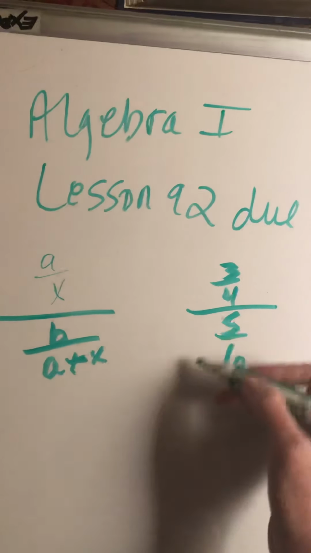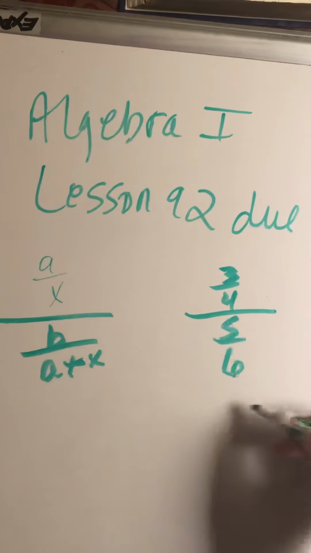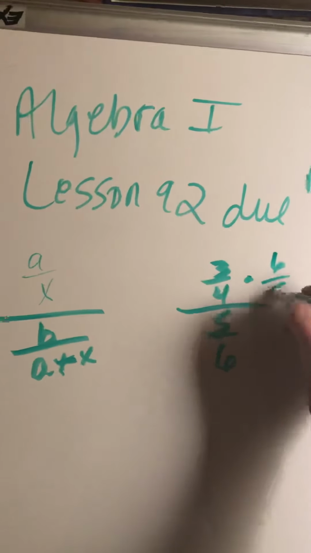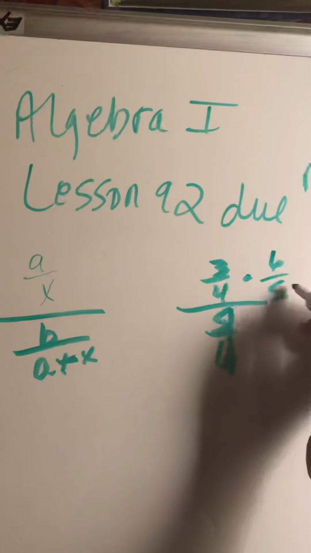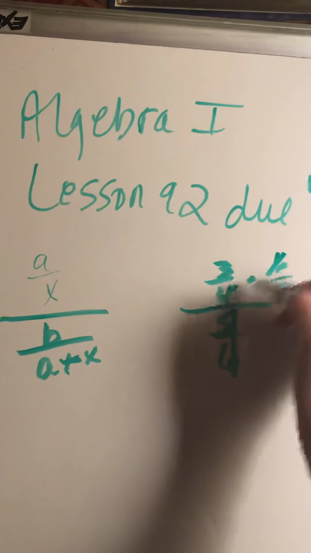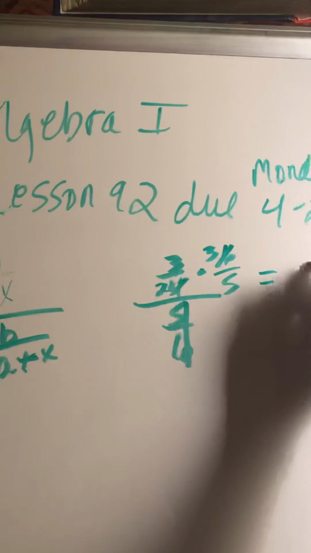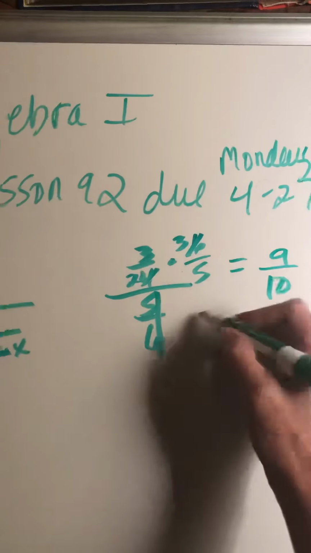So the way you do it is you always multiply by this bottom fraction's reciprocal. So we flip it over, do any reducing we can do, like the 4 and the 6, you can take a 2 out of both of them, and then you just multiply straight across. 3 times 3 is 9, and 2 times 5 is 10.